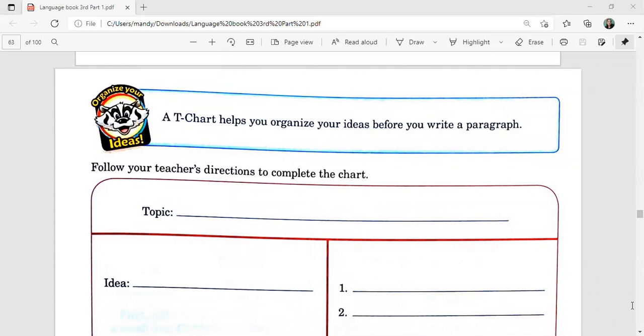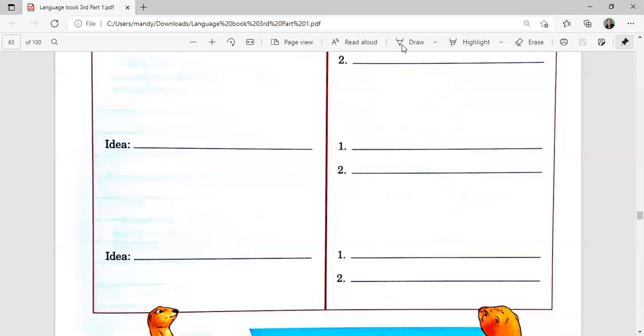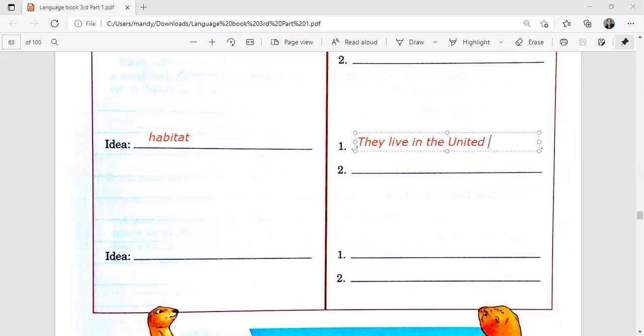We continue with the second one. First, we discussed appearance. What is our second idea? In that case, we talk about the place where they live. That means the habitat. Habitat is the place where they live. For example, they live in the United States. They are American. Okay, it's not a complete sentence. So they live in the United States.